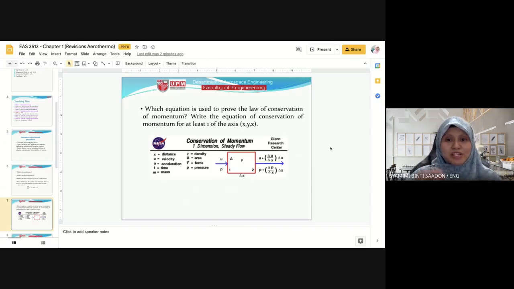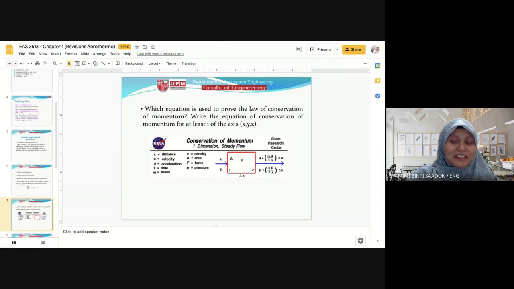Which equation is used? Based on the three laws of conservation just now, which equation is used to prove the law of conservation of momentum? Write the equation of conservation of momentum for at least one of the axes. But first, what equation? The basic equation. I think you must know the equation used to prove the law of conservation of momentum.